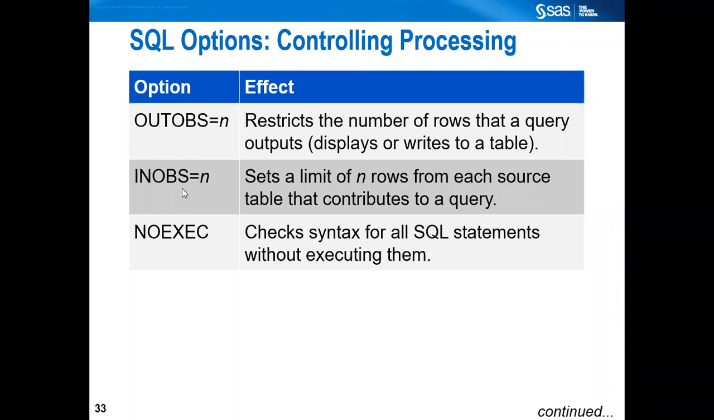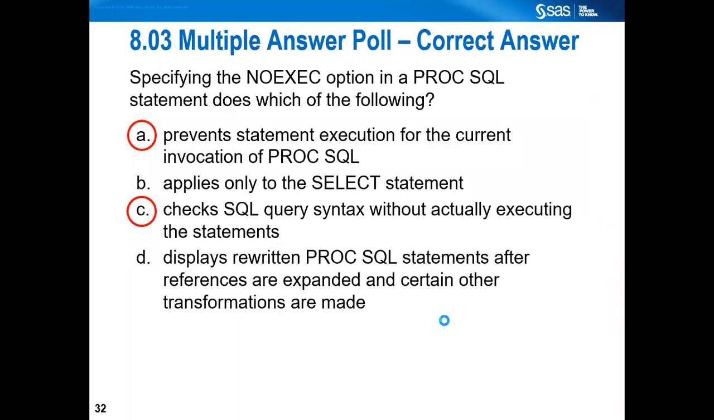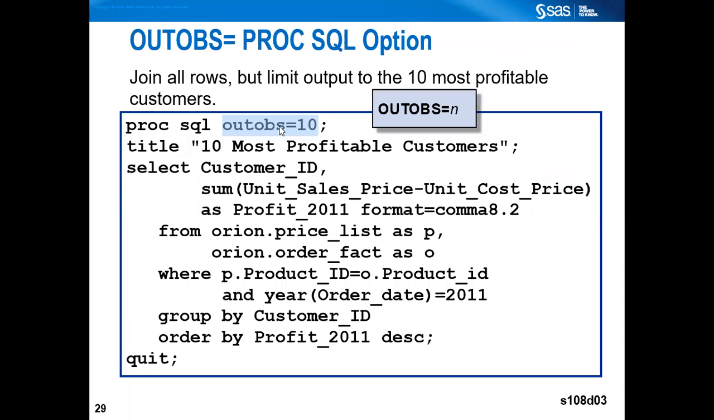So you have various options. Among them, OUTOBS restricts only the number of rows which you want to see in the result. INOBS is the number of rows to be queried from the input table. It sets the limit of the number of rows for each source table that contributes to the query. If you write INOBS equal to, suppose, 50, then from each table, 50 rows will be queried. That is INOBS.